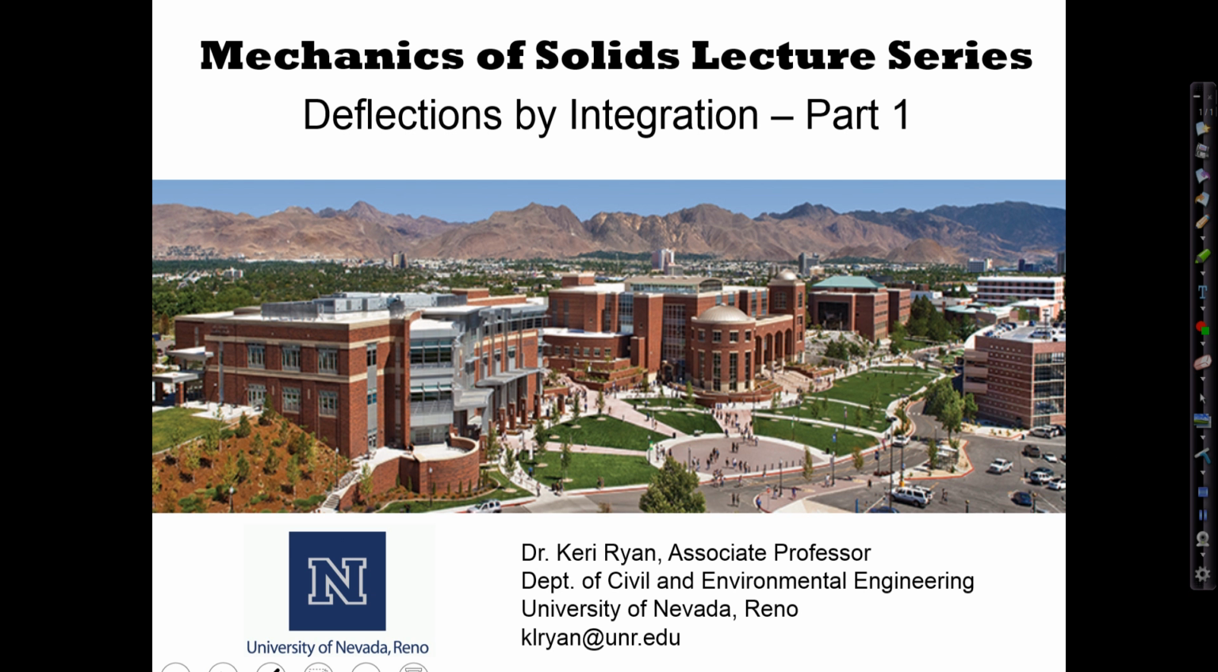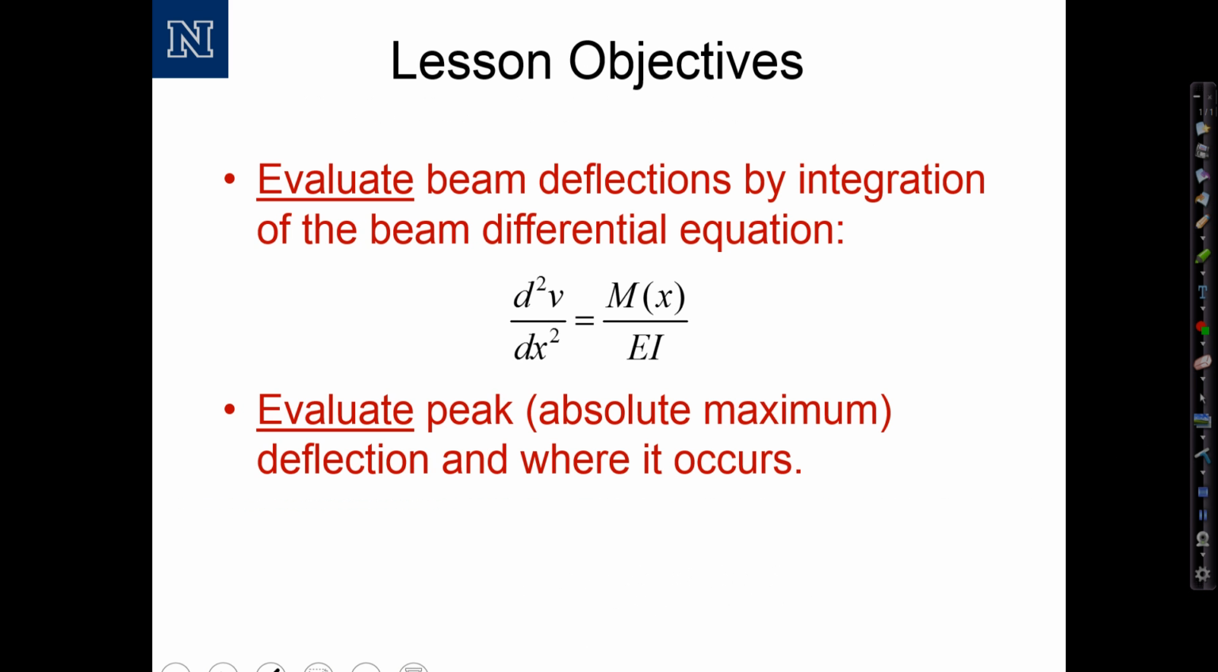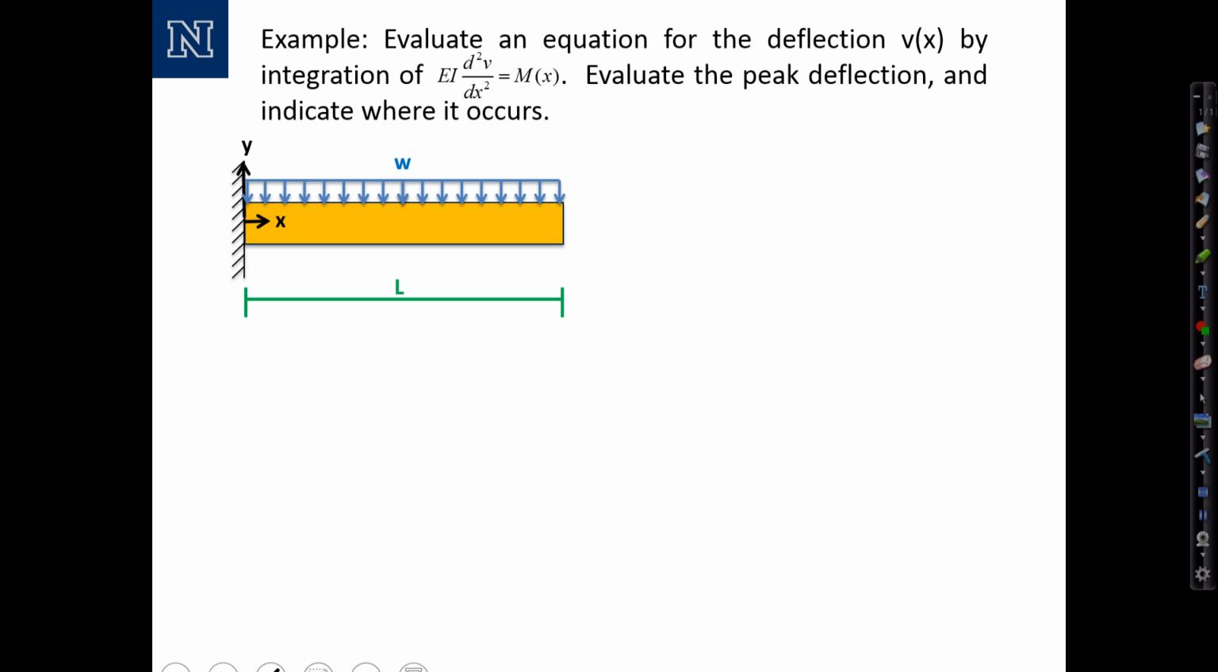In this series of videos, we're evaluating beam deflections by integration. Specifically, we evaluate the beam deflection by integration of the second order beam differential equation, d squared v by dx squared equals M of x over EI. In this equation, v is the lateral deflection on the beam and M of x is the moment function. Once we've done this, we can evaluate the peak or absolute maximum deflection on the beam and where it occurs.